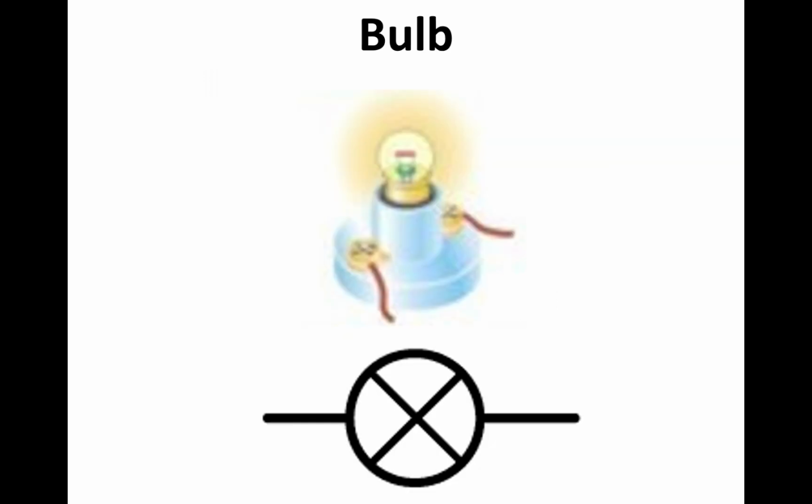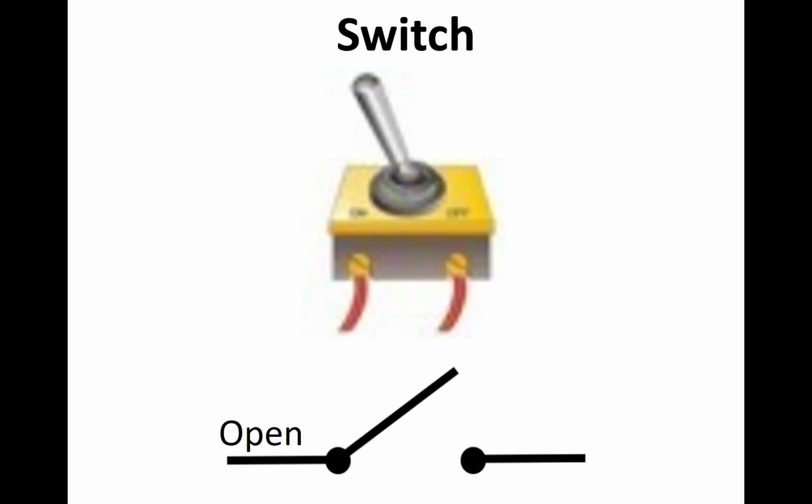The bulb, which is drawn by making a circle with a cross inside it. The switch, now this is an open switch. That means it is off. Here we have a wire, but you can see that the wire is broken. This means that no electricity will pass through it.